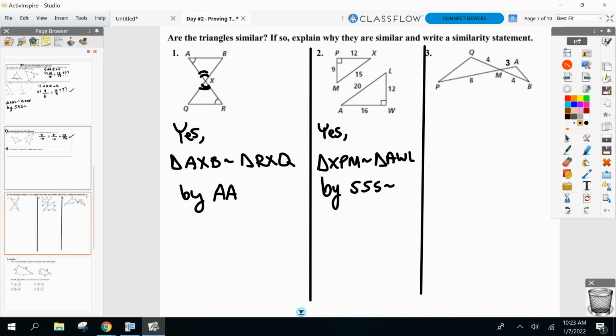Number 3. Go ahead. Are those similar? But it can be any two.